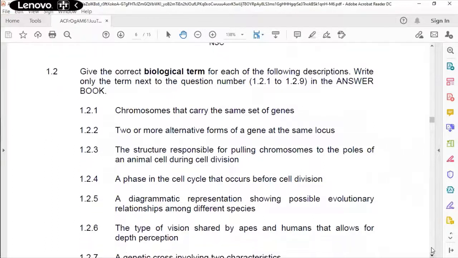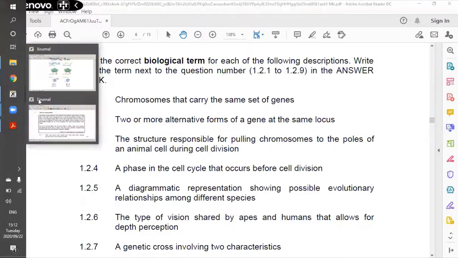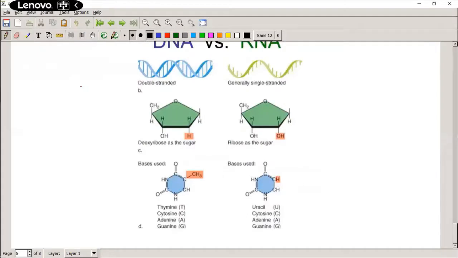Then, I didn't go into too much detail with this yet, but we'll cover it when we get to protein synthesis, and when we get to meiosis and genetics, but it's already related because we're busy with DNA. So I'm going to go through these words with you because they are going to be very important later in the year. 1.2.1, chromosomes that carry the same set of genes. Okay, chromosomes that carry the same set of genes, and you're going to see it in meiosis, is called homologous chromosomes, homologous. And there's a specific reason I want to go through that word, homologous. I'm just going to write it here for the moment. Homo, meaning the same, logos. Homologous chromosomes.